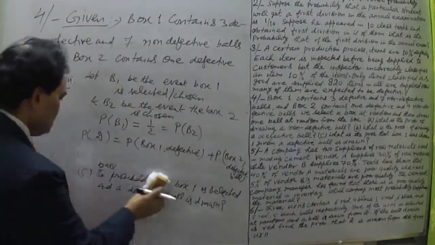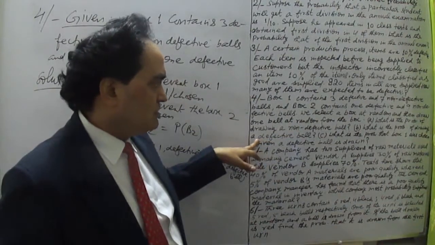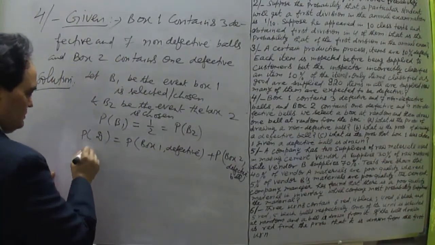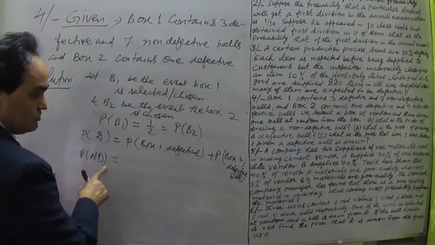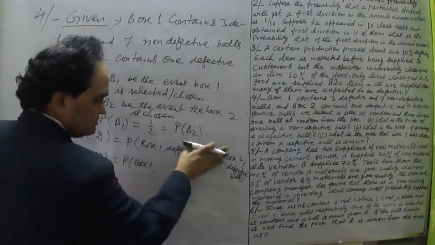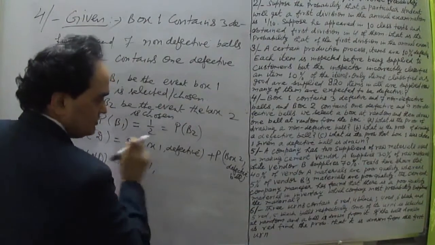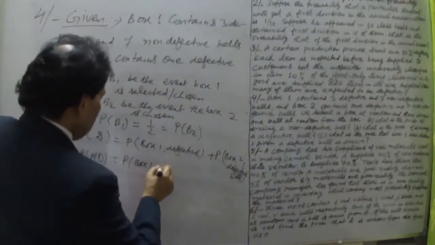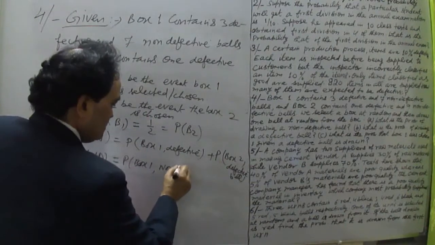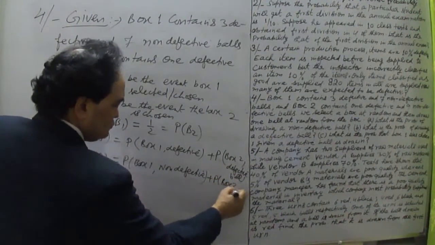That was the first part. The first part asked for the probability of drawing a non-defective ball. Let me take ND for non-defective. The probability of ND is the probability of box 1 and a non-defective ball from box 1, plus the probability of box 2 and a non-defective ball. These are 2 cases, since a ball can be selected from either box 1 or box 2.